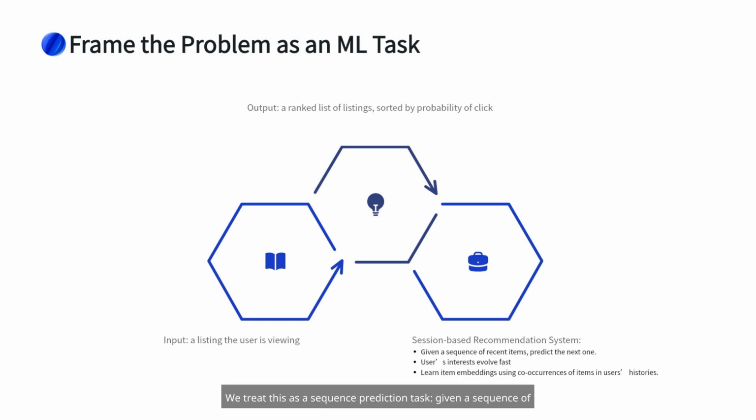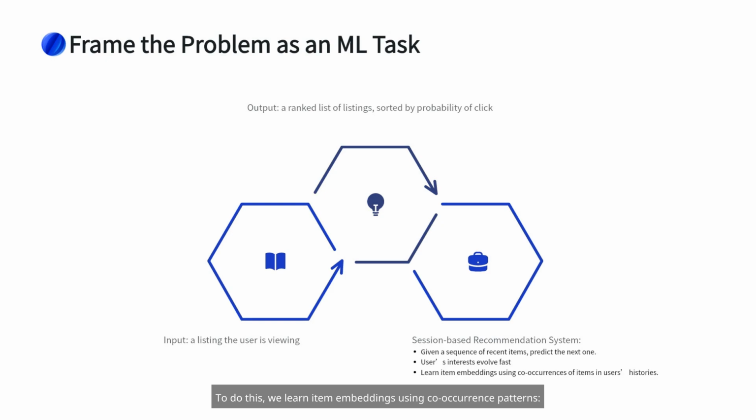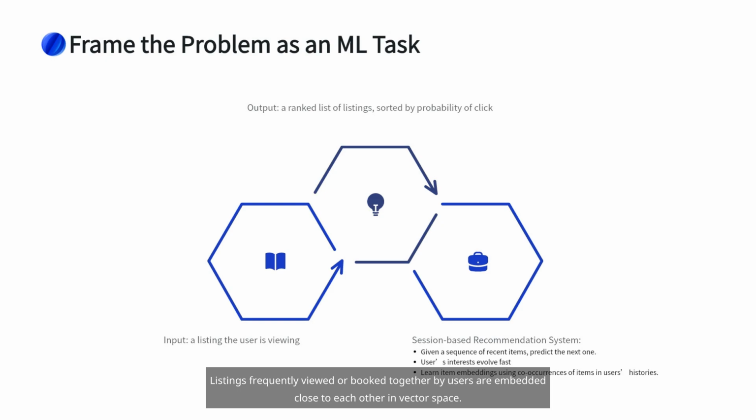Modeling approach. We treat this as a sequence prediction task. Given a sequence of listings the user has interacted with, we predict the next most likely one. To do this, we learn item embeddings using co-occurrence patterns. Listings frequently viewed or booked together by users are embedded close to each other in vector space. This allows the system to recommend listings that are behaviorally similar, not just similar in content.